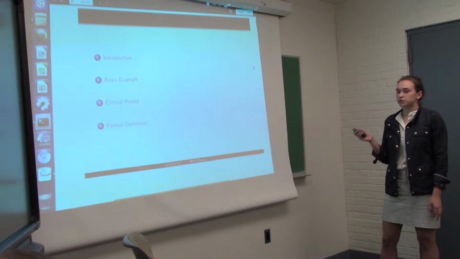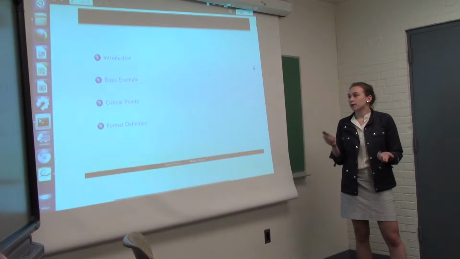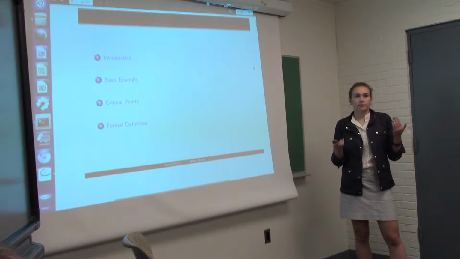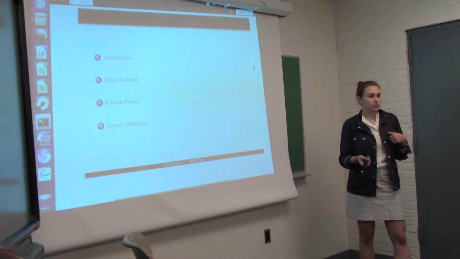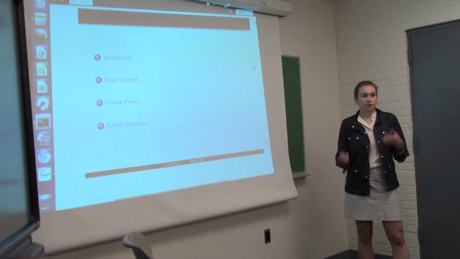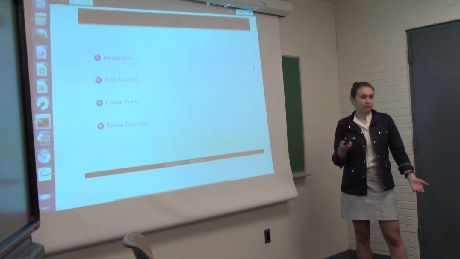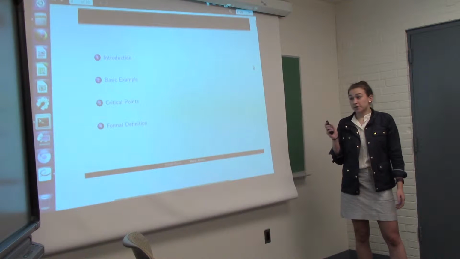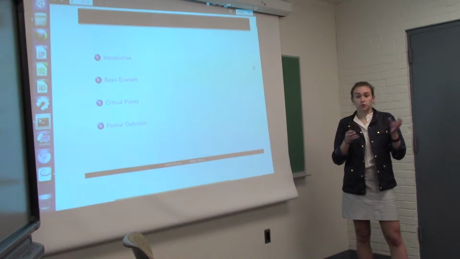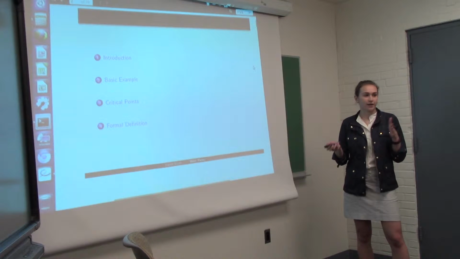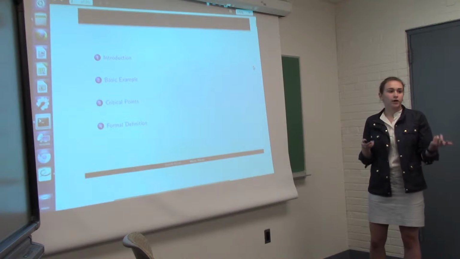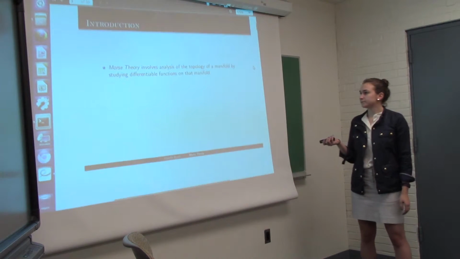So we'll be looking at an introduction to what Morse theory is, and a basic example of what type of critical points we'll see, which is the main theory behind Morse theory, looking at these critical points, and a formal definition, followed by some interesting gluing of the shapes, how they kind of convert from one to the other with the homotopy equivalent shapes.